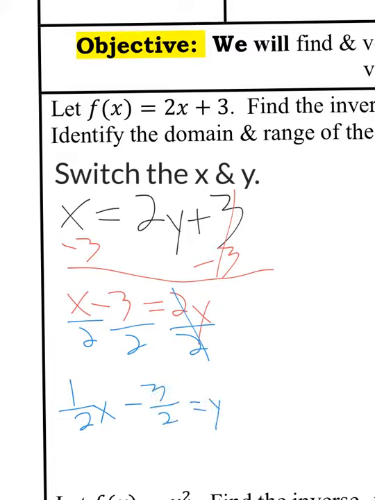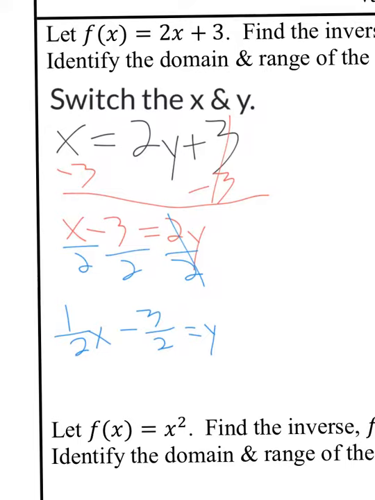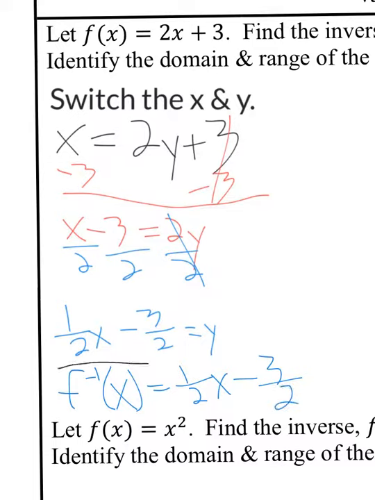Alright, so for function notation, as I was saying before, you're not going to have it as y equals, you'll have it as f to the negative 1 power of x equals, and then it's the same thing, 1/2 x minus 3 over 2. So this is the inverse of 2x plus 3.